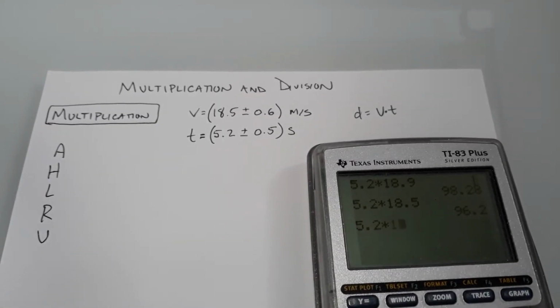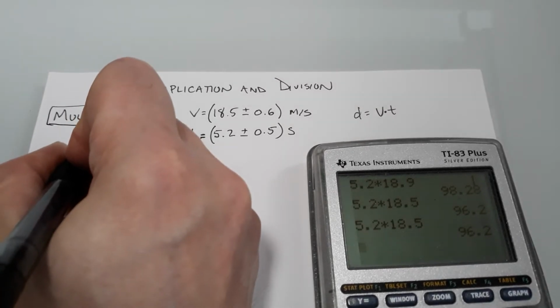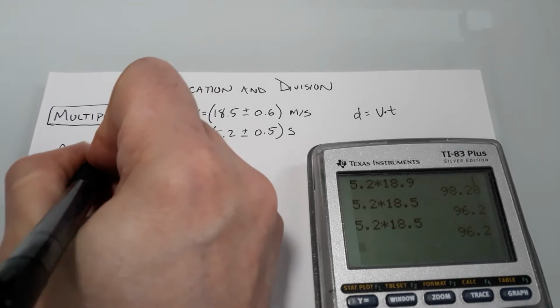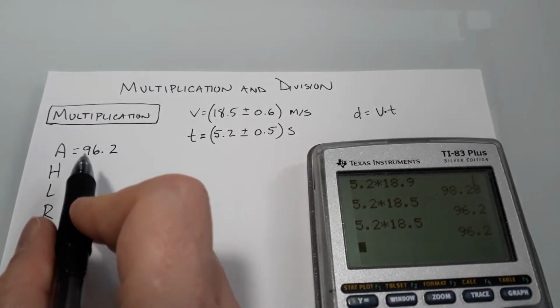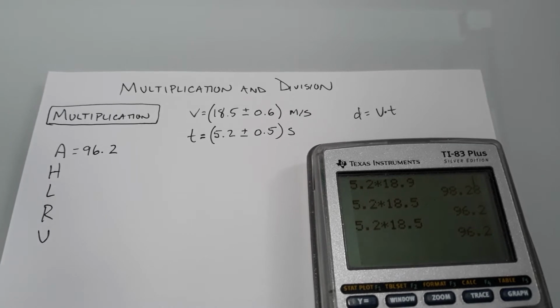5.2 times 18.5. As you can see, I already did it there. That is equal to 96.2, and that would be in meters, right? So this is a calculation. Velocity times time will give me a distance or a displacement.